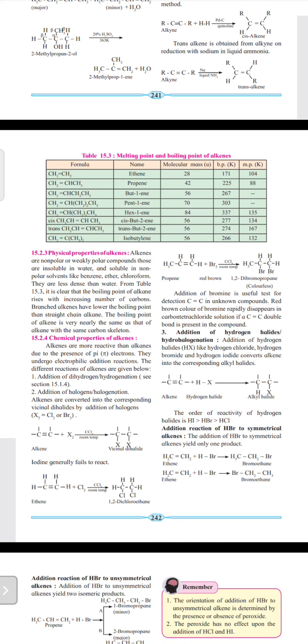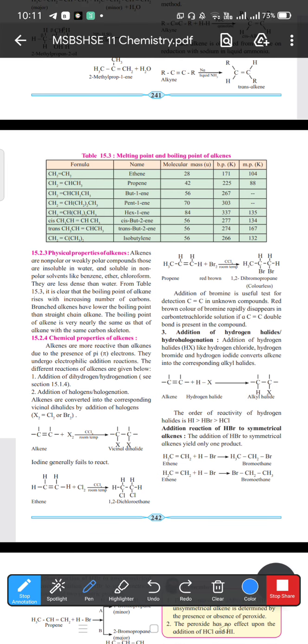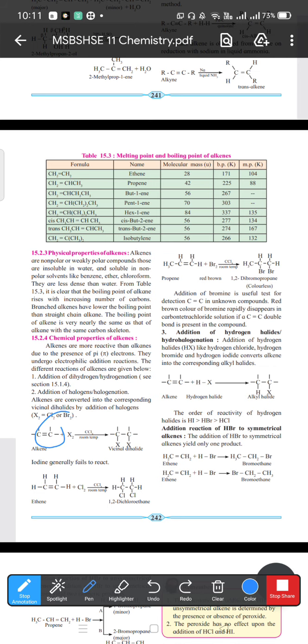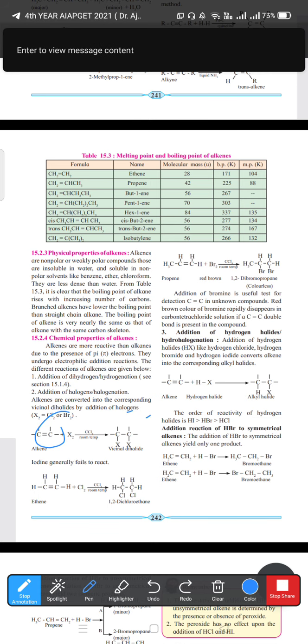The different reactions of the alkenes are given below. In that, a carbon carbon double bonded alkene can be combined with a halogen molecule X2 in presence of CCl4 as a catalyst. It gives a dihalide, and here both halogens are attached to adjacent carbon atoms. That's why this type of dihalide is called a vicinal dihalide.